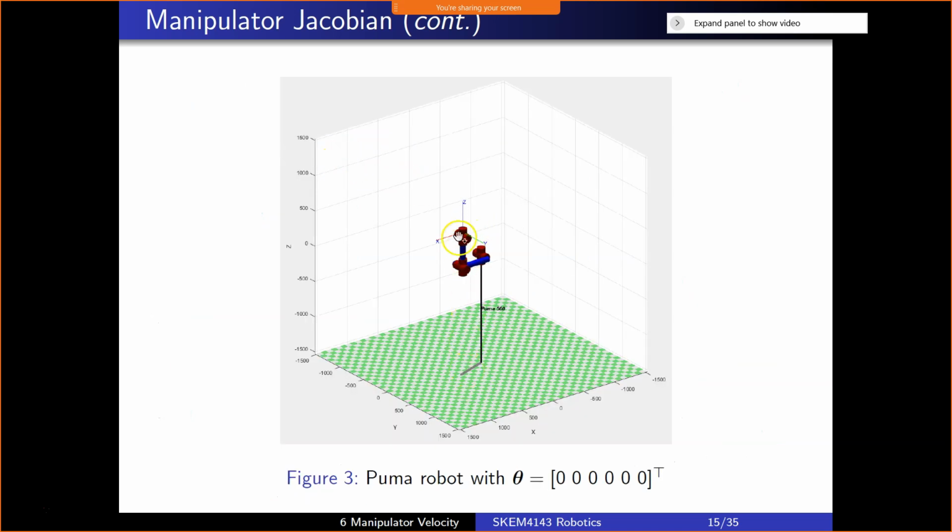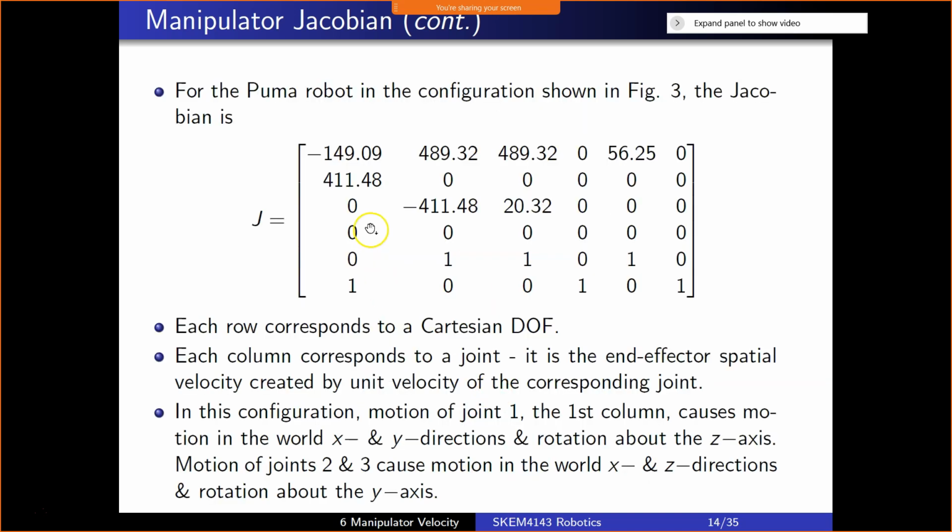Let's project it. If we project this point on the x and y plane, so let's look at this point here. If joint 1 moves at 1 radian per second, we can see the end effector will move in this direction, right? And that direction has negative x component and positive y component. All right? Which is correct.